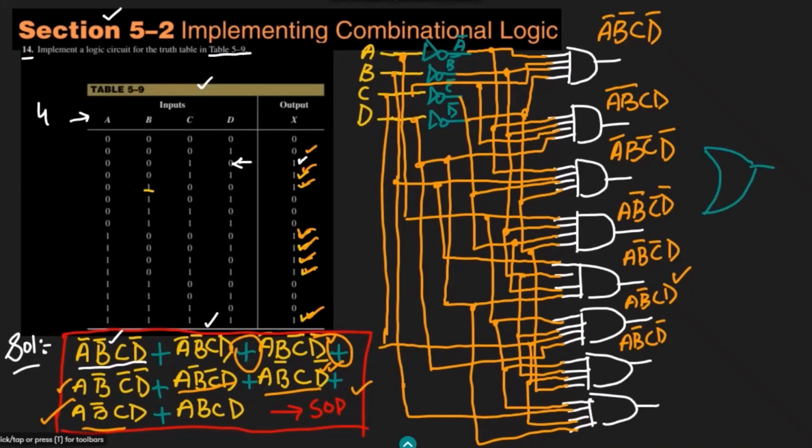And here, how many inputs does it have? So 1, 2, 3, 4, 5, 6, this is 7 and this is 8. So let me add them together.